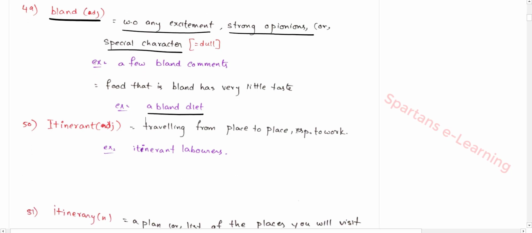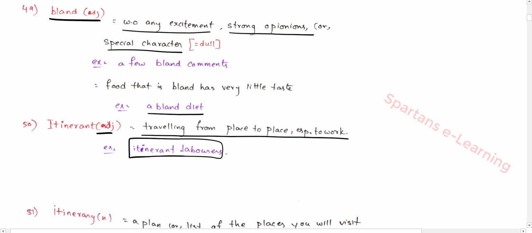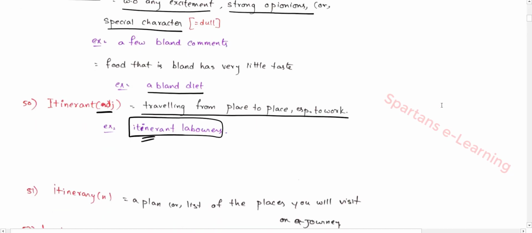Our next word is itinerant. Itinerant is an adjective. Itinerant means traveling from place to place, especially to work. Example, itinerant workers. If you memorize this example, itinerant workers, you can memorize itinerant as well. So it is something which involves traveling from place to place. Itinerant workers travel from place to place to work, right?